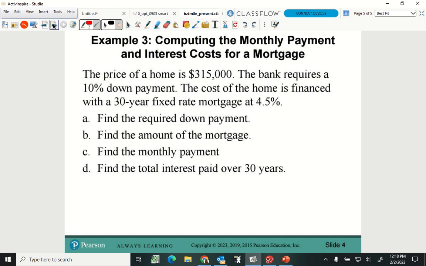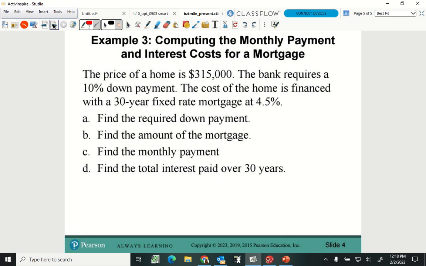The bank requires 10% down payment. The cost of the home is financed with a 30-year fixed mortgage, 4.5%. Now, think about this. Down payment means I'm making a big payment up front, which is 31,500.